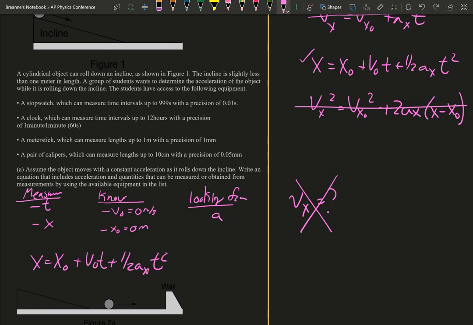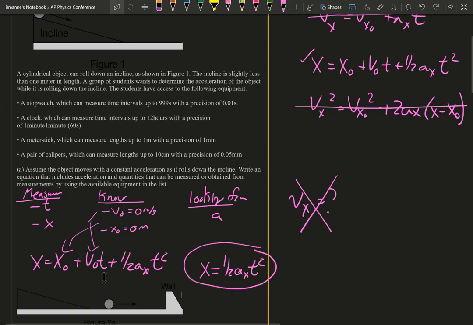If you just gave them that equation, you would get a point. But that's not it. This is technically not the true equation we would use because we know our knowns. Our knowns we have zeros, right? So plugging in the zeros, we would get that x equals 1/2 ax t squared. That would be the equation you would want to submit. You would get a point for putting the first one, but if you want the full 2 points, you'd have to put this.